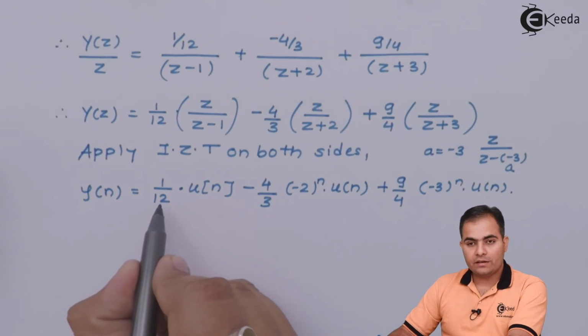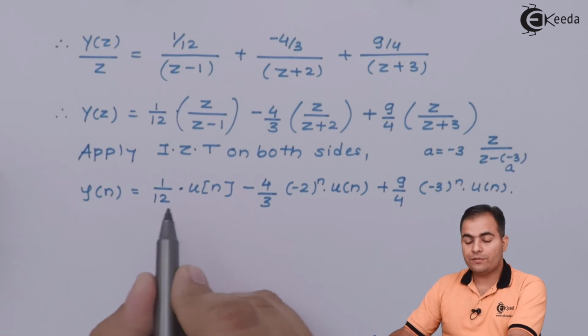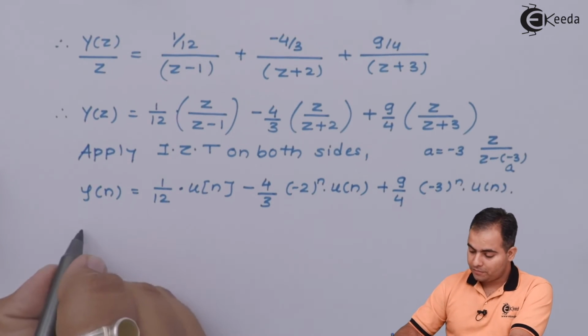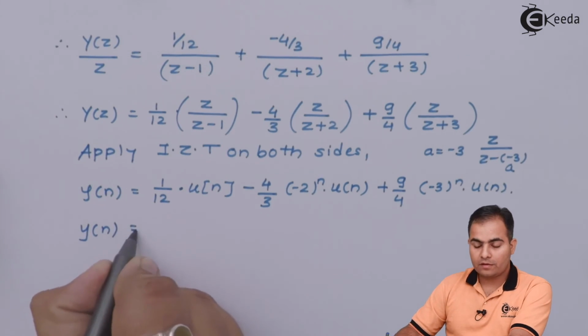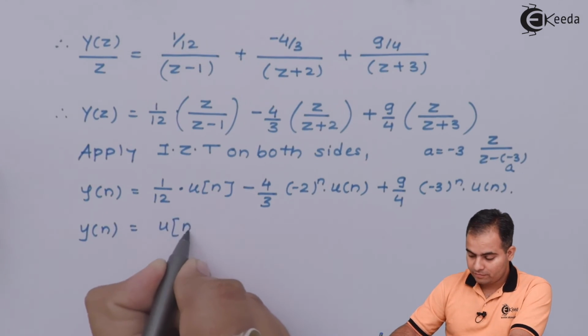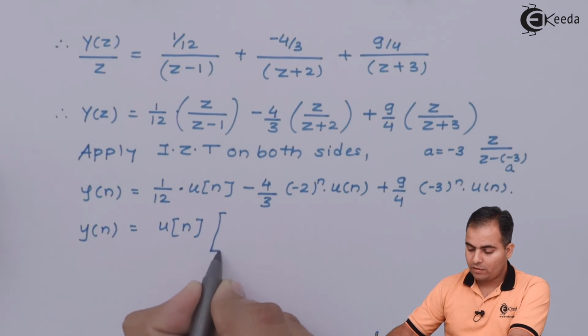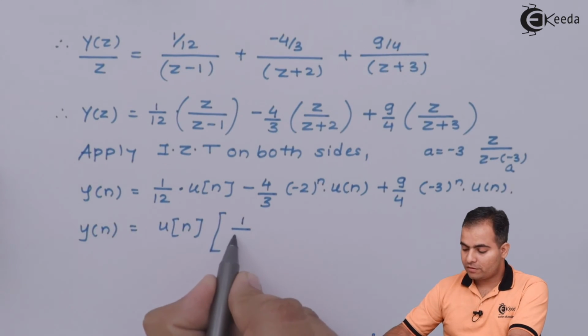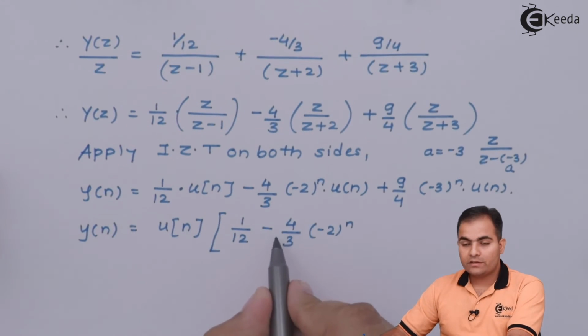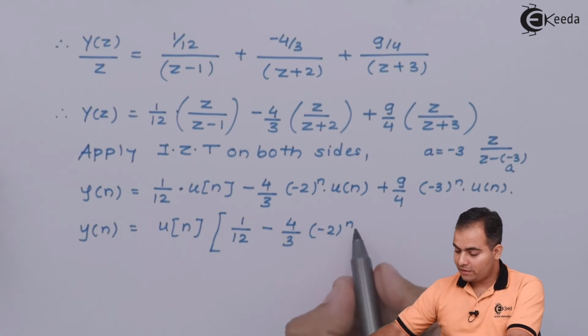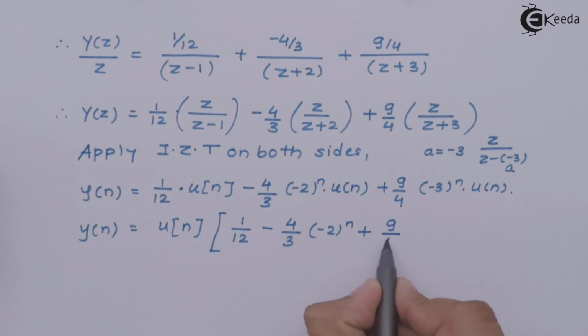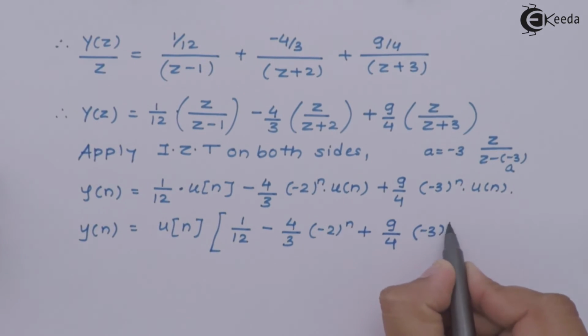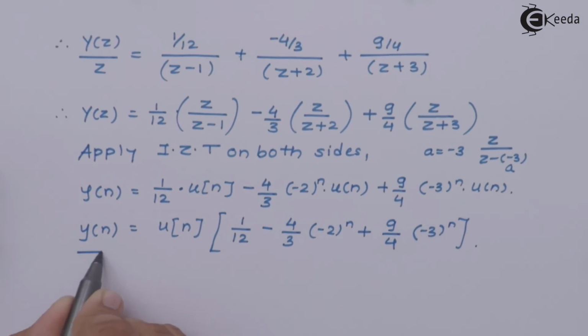Now here also, if you want, you can stop here, or else if you want, you can take u of n common. Now I'm taking u of n common on right hand side. So what is remaining? The first term is constant, which is 1 by 12. Next one is minus 4 by 3 into minus 2 raised to n. And the last, and this is nothing but the step response of the system.